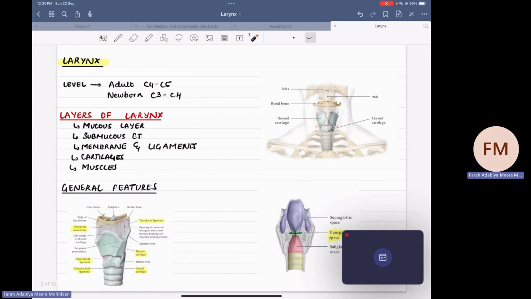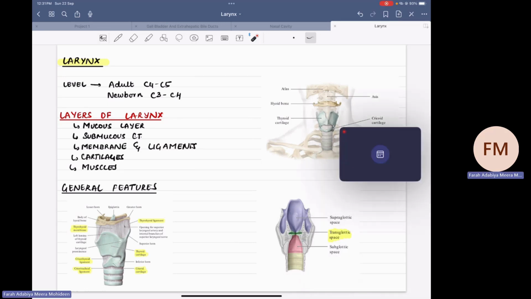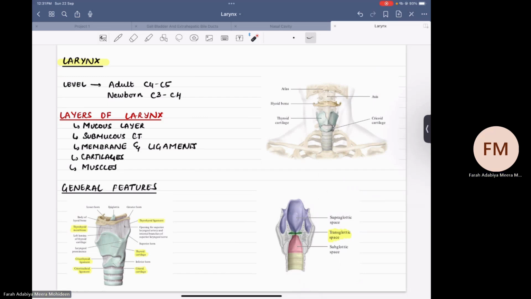Now, the larynx, where is it present? Your larynx in the adult is present at the C4 to C5 level, but in your newborn, it's at the C3 to C4 level. Now, the layers of your larynx include your mucous layer, submucous connective tissue, membrane and ligaments, cartilages, and then your muscles. Now, the mucous layer, we'll be talking about from the histological point of view in the last slide of this video.